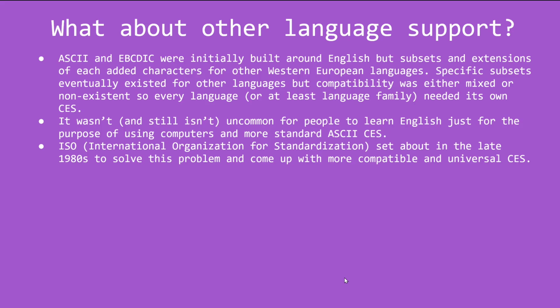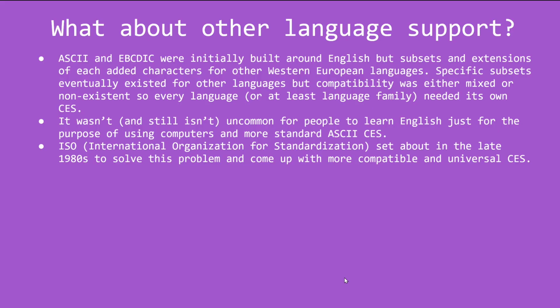You could have subsets, but even then, you're really just talking about the Latin alphabet used with languages from Western and Central Europe. Once you get into Eastern Europe or anything remotely beyond that, you're dealing with completely different alphabets. You're dealing with languages that don't even use alphabets as we understand them. So, what about them? Well, for many years, decades even, it was very common for people, especially professionals, to learn English just for the purposes of using computers and the more standard ASCII encoding system. So how do you deal with that problem?